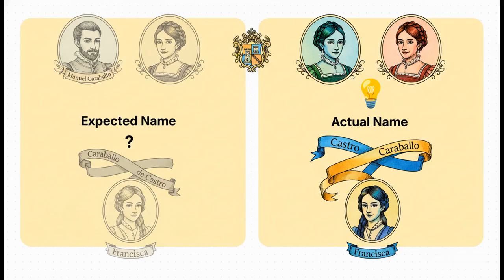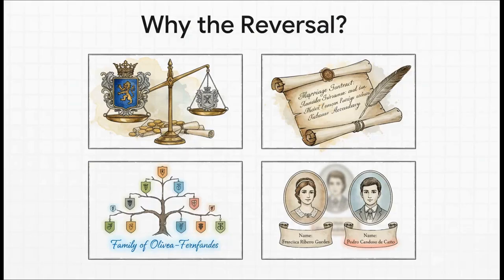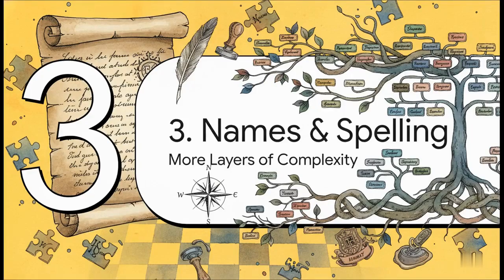So, what in the world is going on here? Well, this wasn't just random. There were strategic reasons for this. Maybe the mother's family name, Castro, was more important or wealthier. Or maybe there was a marriage contract that spelled it out. Sometimes it was just to make sure a powerful family name didn't die out. And get this, it wasn't even consistent in the same family. Francisca's brother used Condoso, which was his father's maternal name. Talk about confusing.